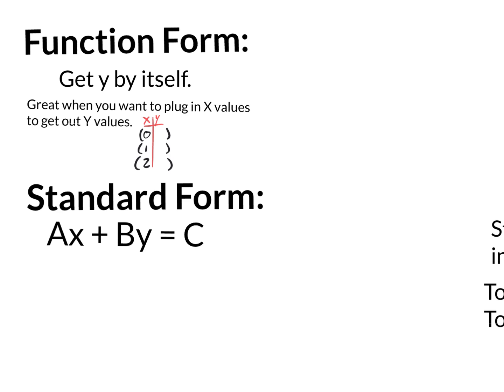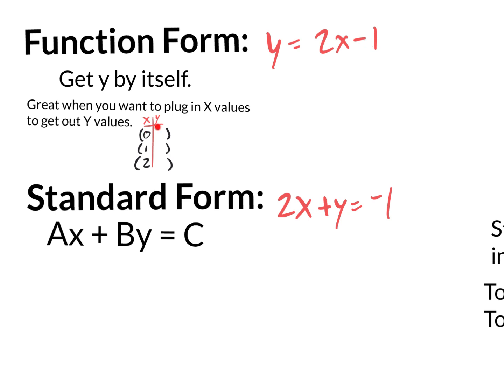So what's the difference between function form and standard form? Function form would be something like this: y equals 2x minus 1. Standard form would be something like 2x plus y equals minus 1. All right? So standard form has both the x's and the y's on the left side of the equal sign and the number by itself on the right side. Function form has the y by itself on the left side of the equal sign and everything else on the right side.